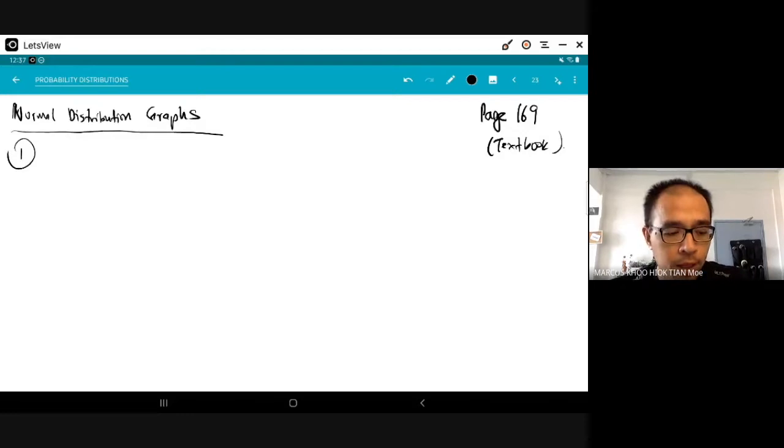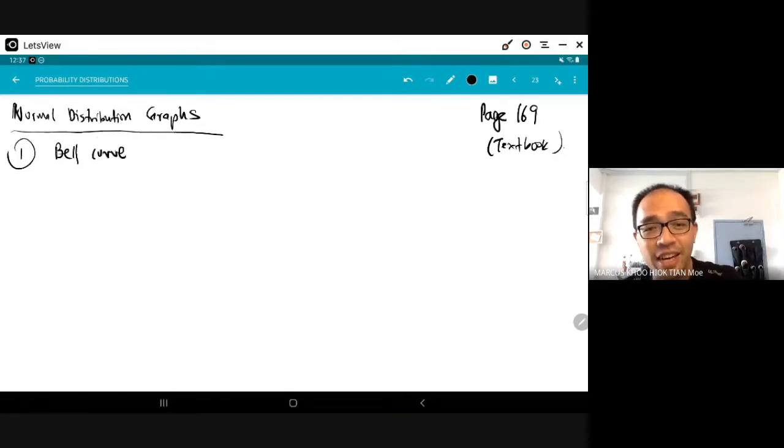In my previous class, I gave you 4 very important characteristics of normal distribution graphs, and these 4 are very fundamental to what we're going to talk about today. Can somebody please give me the first one? Bell curve. Okay, very good. The bell curve will be shaped like this.